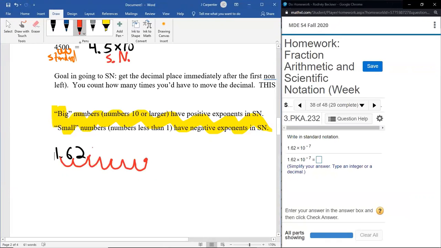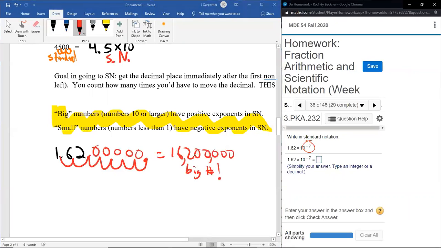And there's a bunch of empty spaces. You fill those in with zeros. So that number is really 162 and then 1, 2, 3, 4, 5 zeros. So that number is really 16,200,000, which is a darn big number, which contradicts that negative exponent, says it should have been a small number. So that is how I immediately know that I did this wrong.